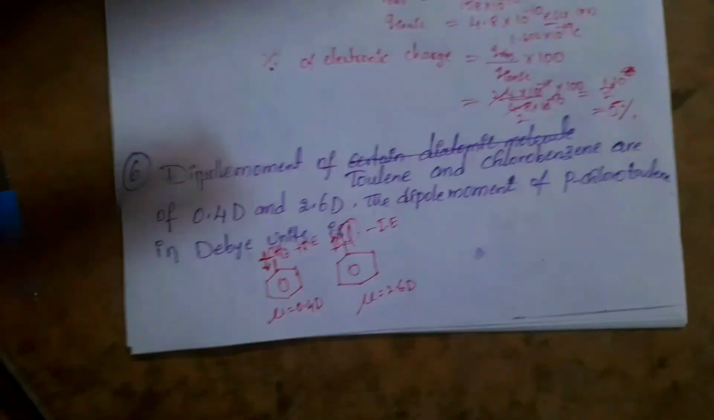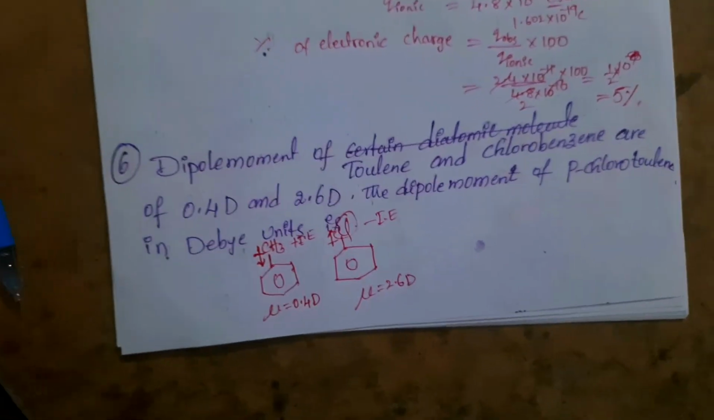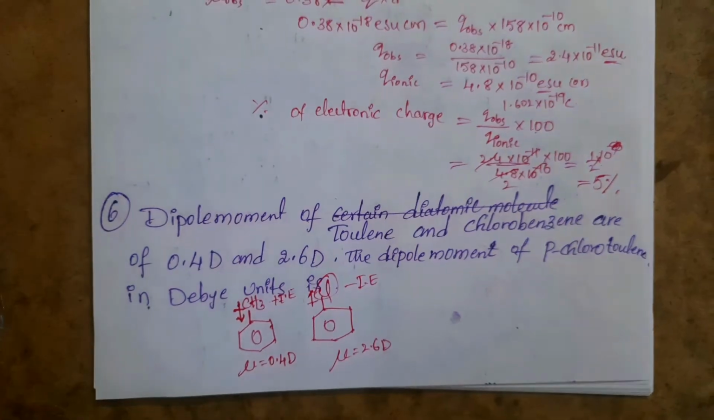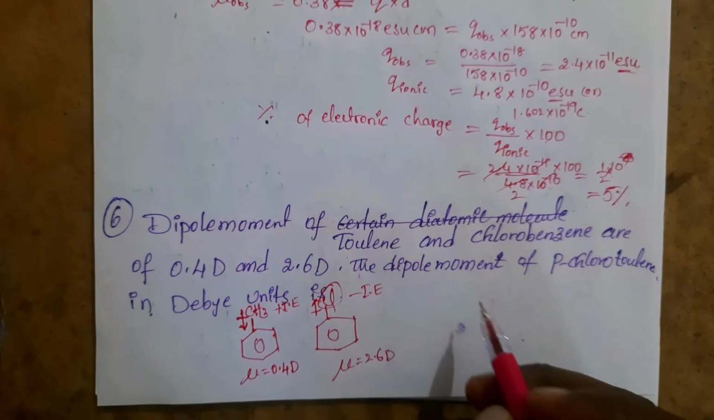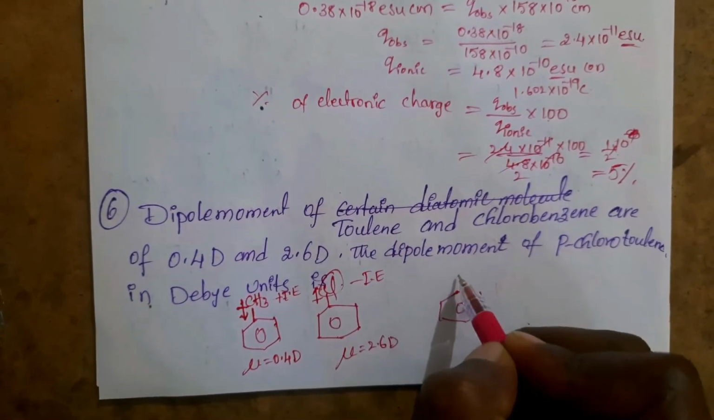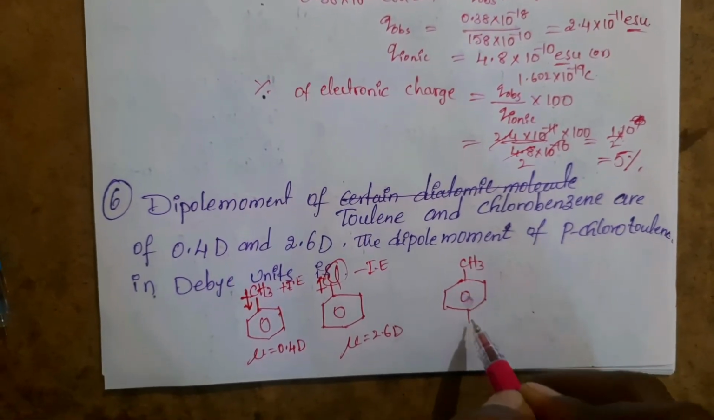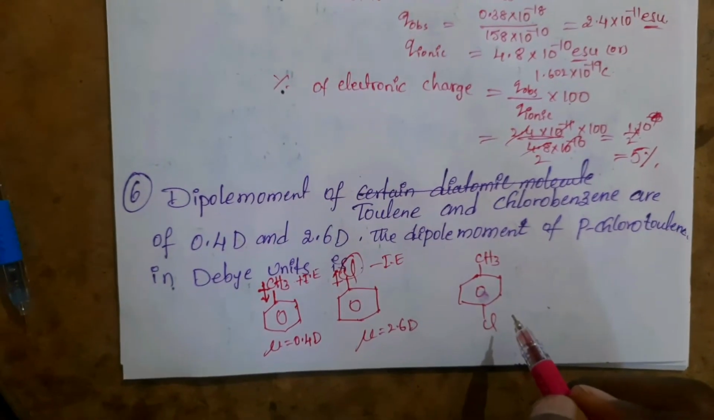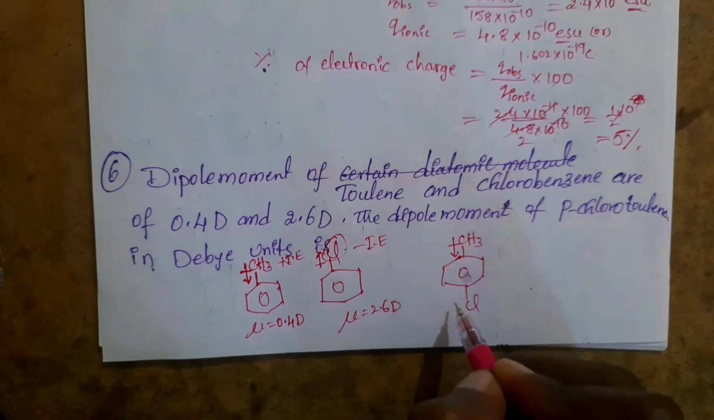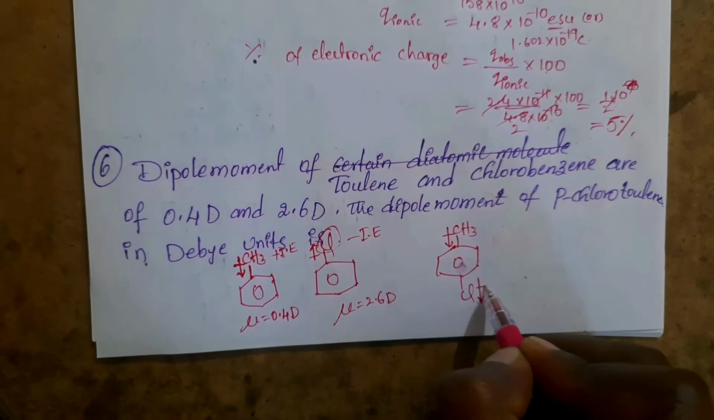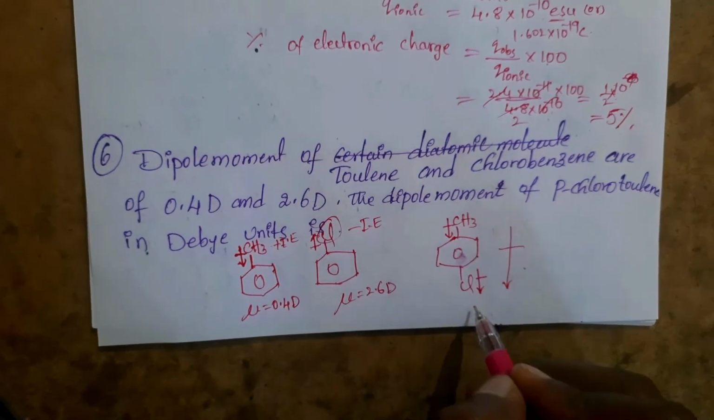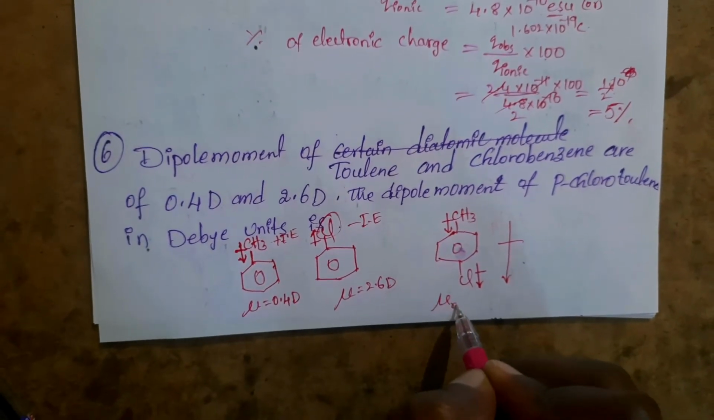So now what they are asking here? They are asking what is the dipole moment of parachloromethylbenzene. This is parachlorotoluene. So in this case, this methyl group releases the electron. This chlorine withdraws the electron. Then the resultant dipole moment will be in only one direction. The resultant dipole moment will be, what happens here?